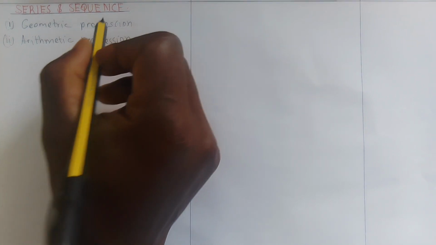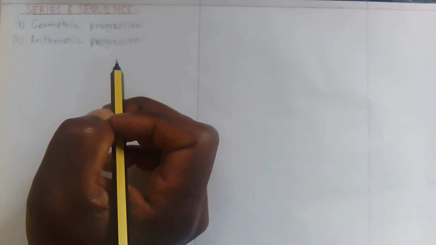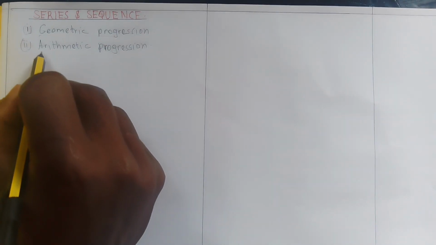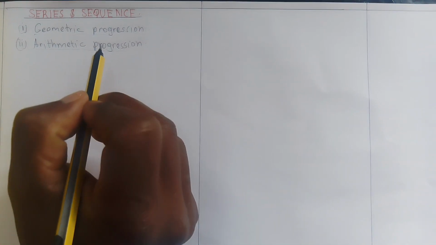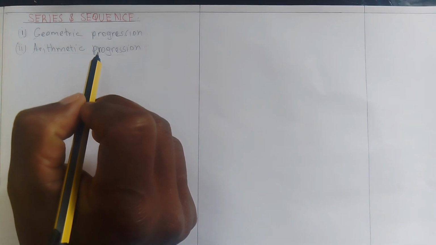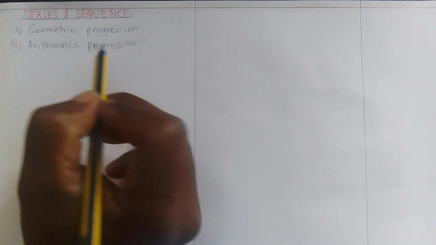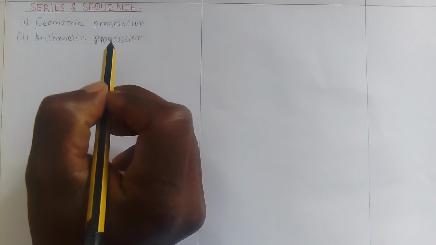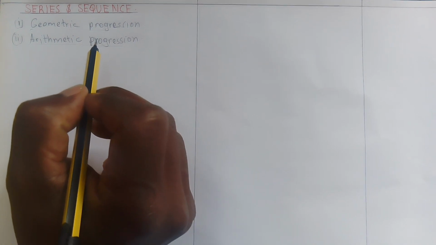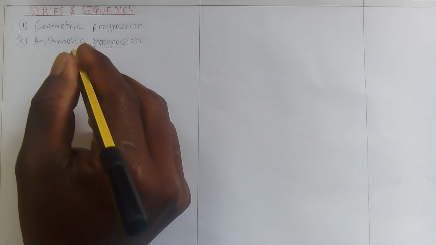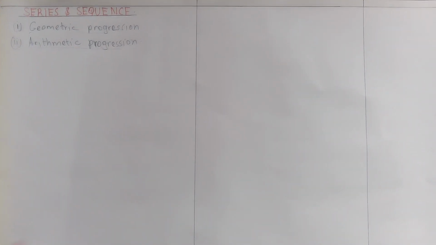So these are the classification of series and sequence. In any question, they may test on geometric progression or arithmetic progression. They are almost similar, but differ in a very little difference. They just have a very little difference about the common difference and the common ratio. That's what differentiates them. But all the rest remains the same. So we shall start with geometric progression. Let's begin with geometric progression.